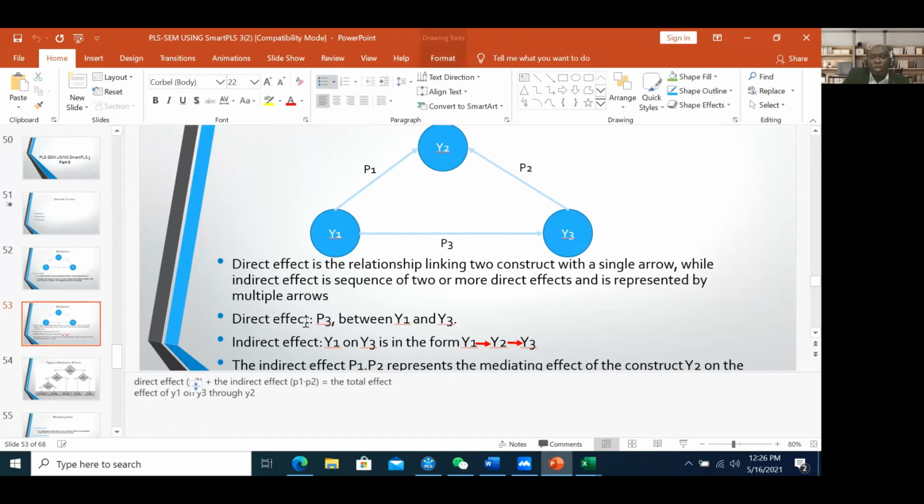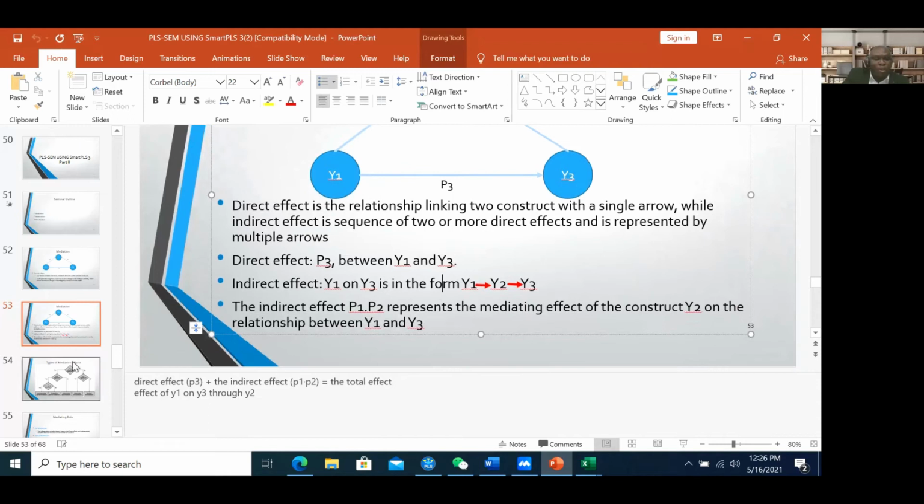So the direct effects, as I said earlier, P3 is between y1 and y3. The indirect effect is y1 on, from here. Okay, good.